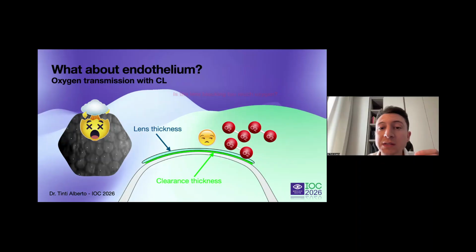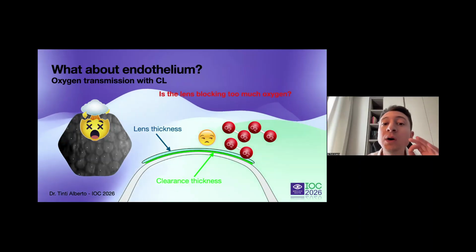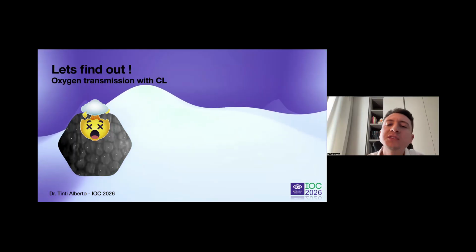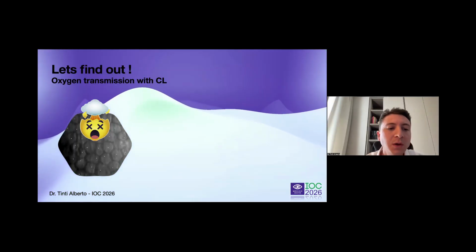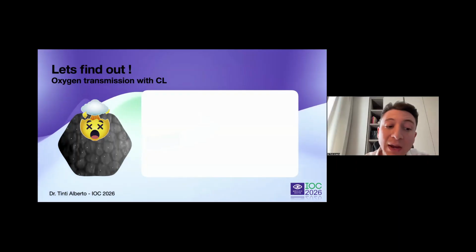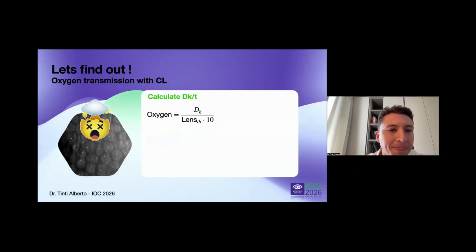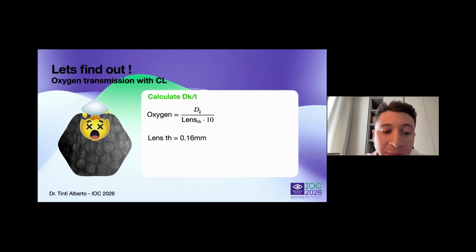So the question is: is the lens blocking too much oxygen? Well, let's find out, because how do we know if oxygen transmission is sufficient? We can actually estimate it quite easily. This is the formula that we have to use, where the lens thickness is 0.16 millimeters.